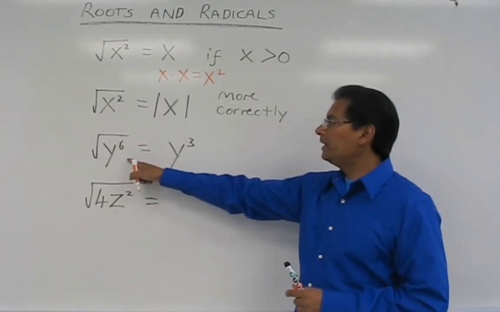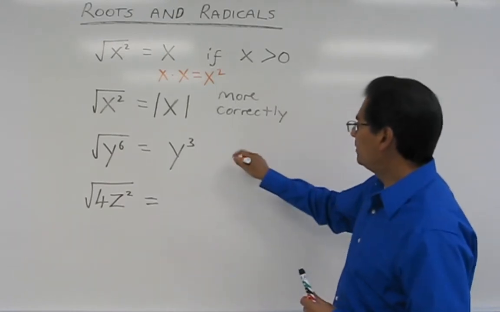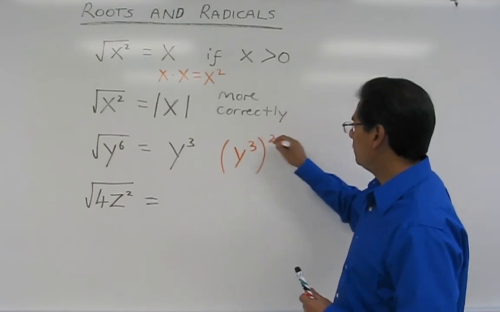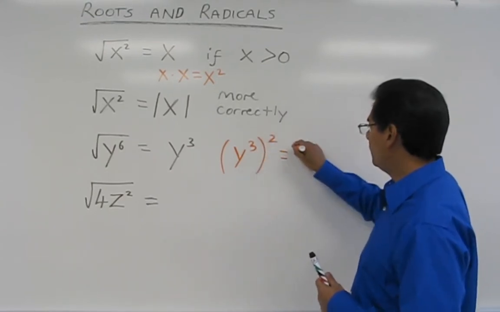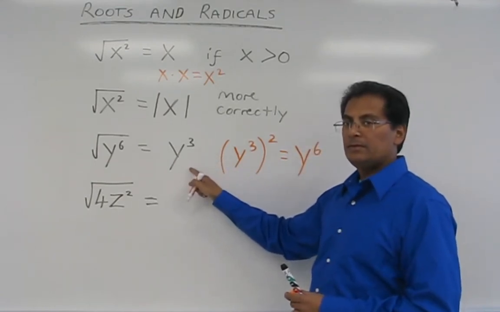The square root of y to the sixth. Well, that's y cubed. Why is that? Because if I square y cubed, what do we get? From the laws of exponents, we multiply exponents. y cubed squared gives me y to the sixth. So that's why this is true.